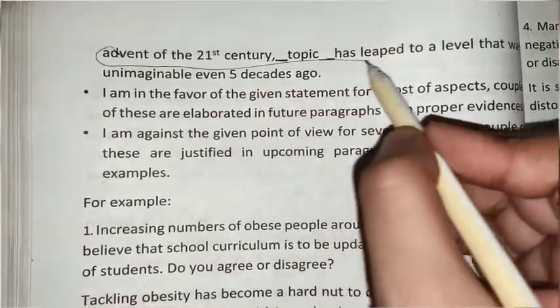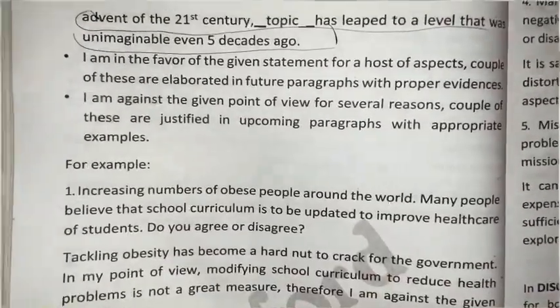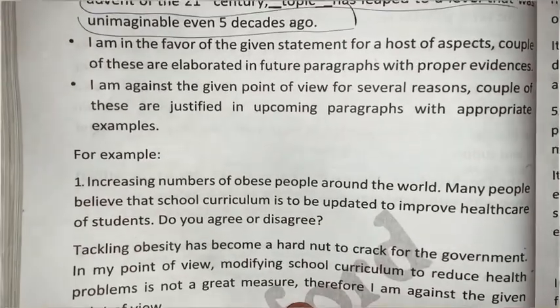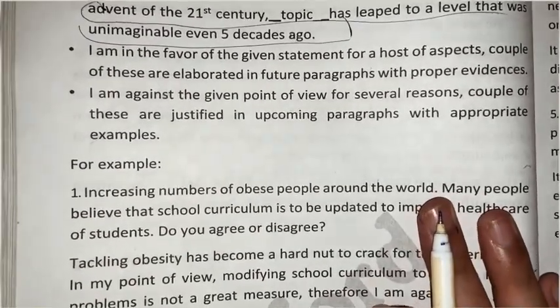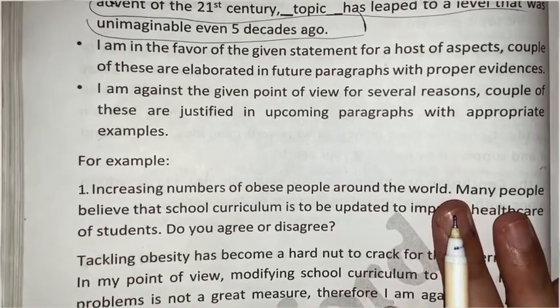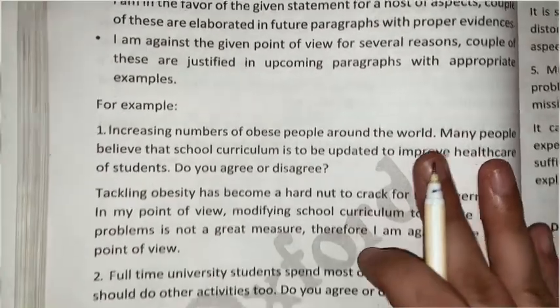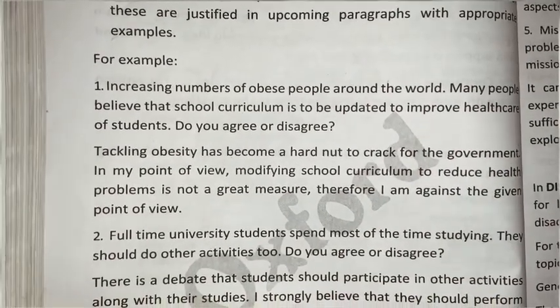Also you can say that I am in favor of the given statement for a host of aspects. A couple of these are elaborated in the future paragraphs with proper evidence. Or: I am against the given point of view for several reasons. A couple of these are justified in the upcoming paragraph with appropriate examples.